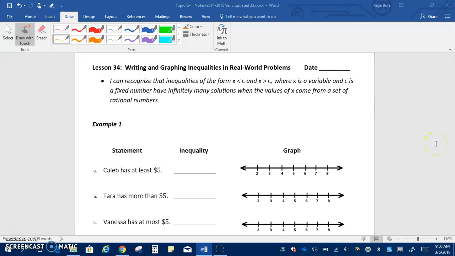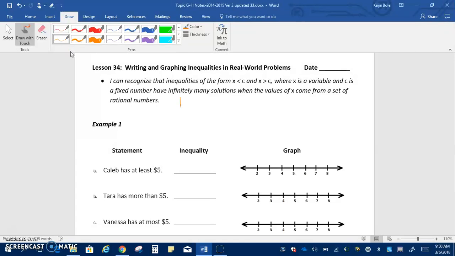Alright, here we are on lesson 34, writing and graphing inequalities in real-world problems. So this is taking what we did yesterday and giving it an actual scenario, and we'll have to write an inequality for that. There are two important phrases though I want you to write at the top that we're going to be hearing a lot of in this lesson.